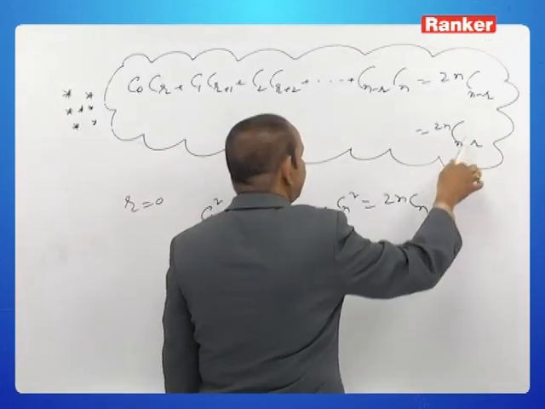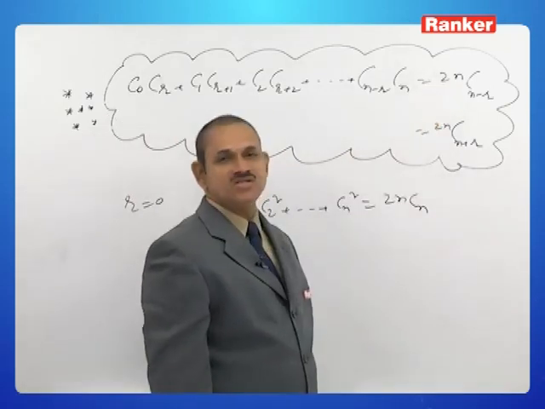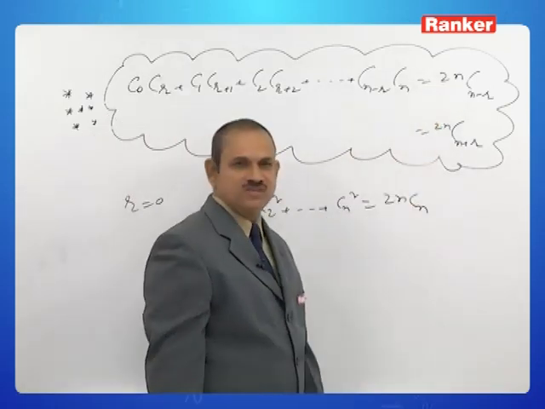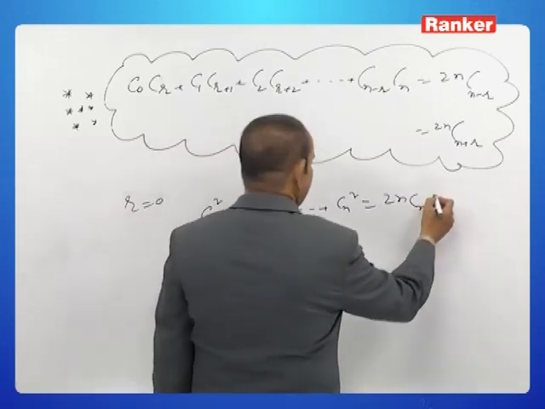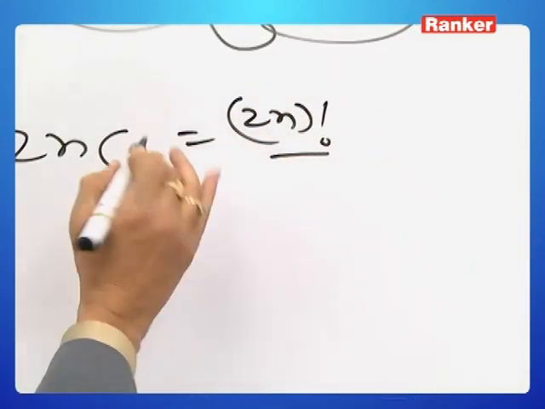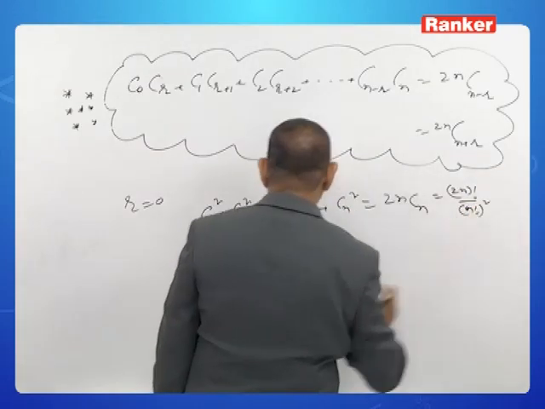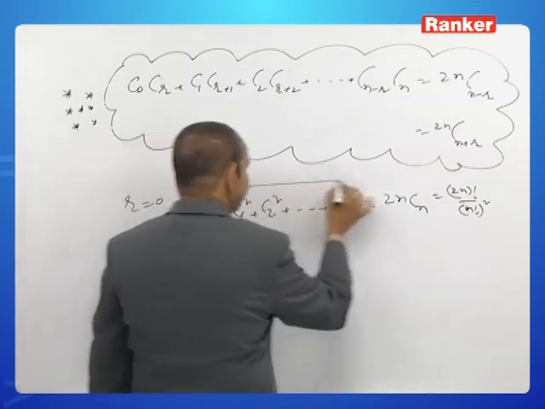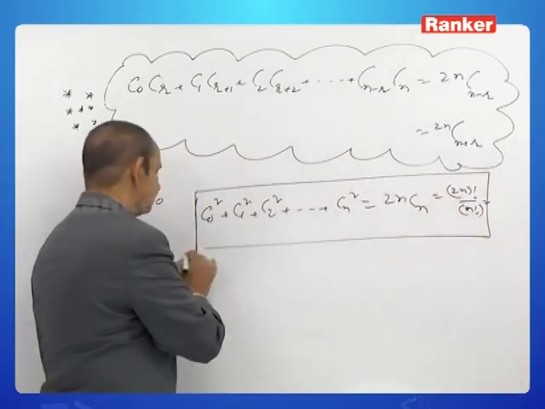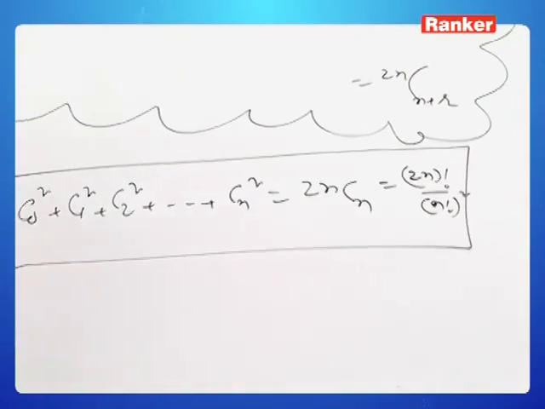Either here or here, if you take r is equal to 0, this gives you 2nCn, and this also gives you 2nCn. Both of them are equal to (2n)! by n! into (2n minus n)!, that is, (n!) whole square. This is the most famous, popular result that we have at our disposal.